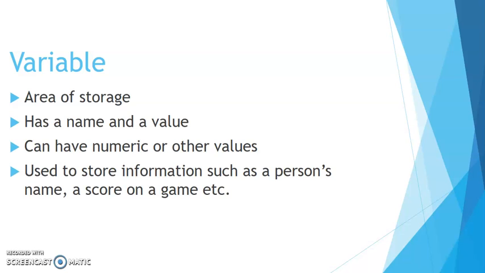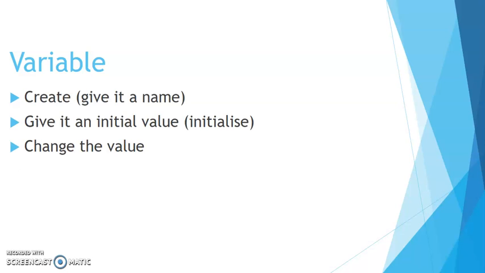So we're going to have a look at how we go about creating this variable and then giving it a value. When you create it, you give it a name, and then you refer to that name over and over again. If you want to give it an initial value, that's what's called initialization in programming. Or you can change the value of the variable, and that allows you to use the variable in various different ways as you go.